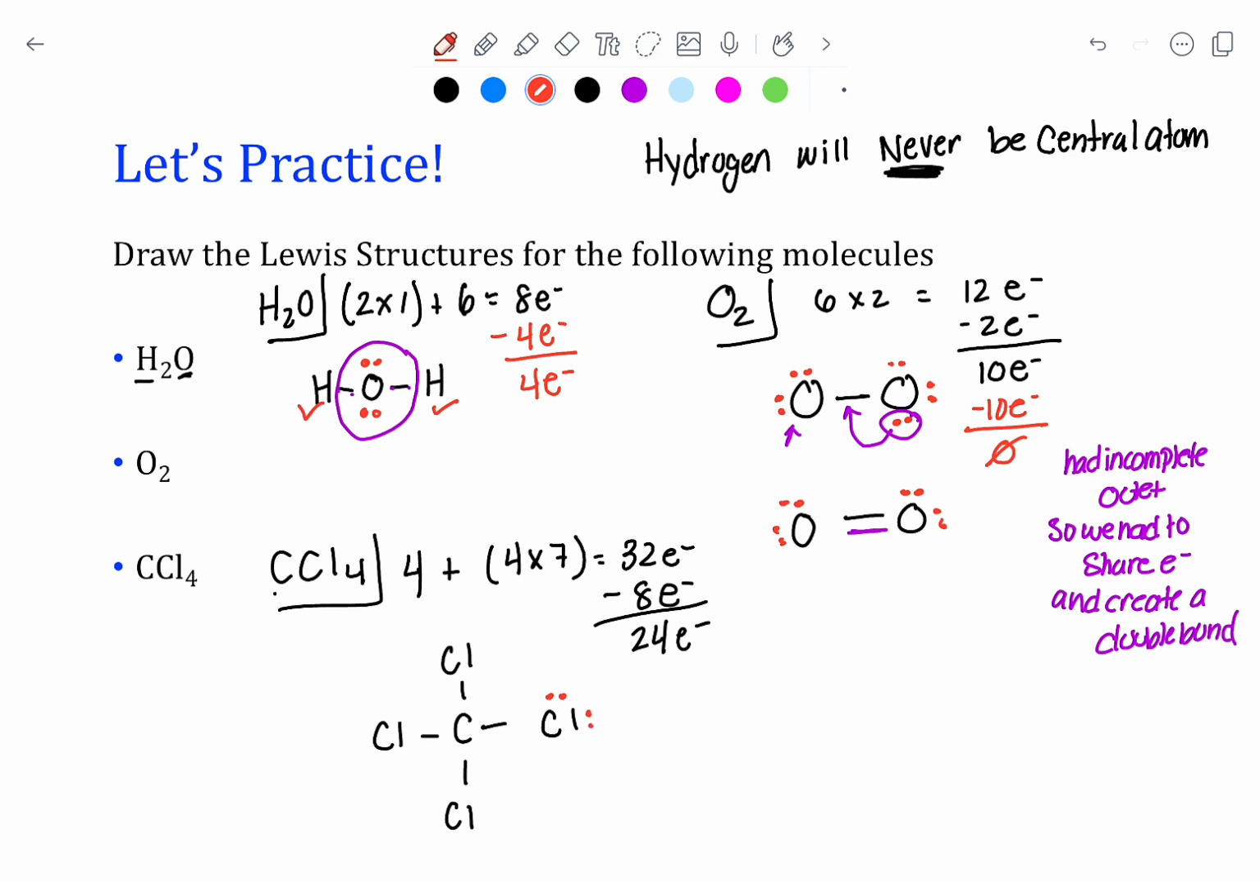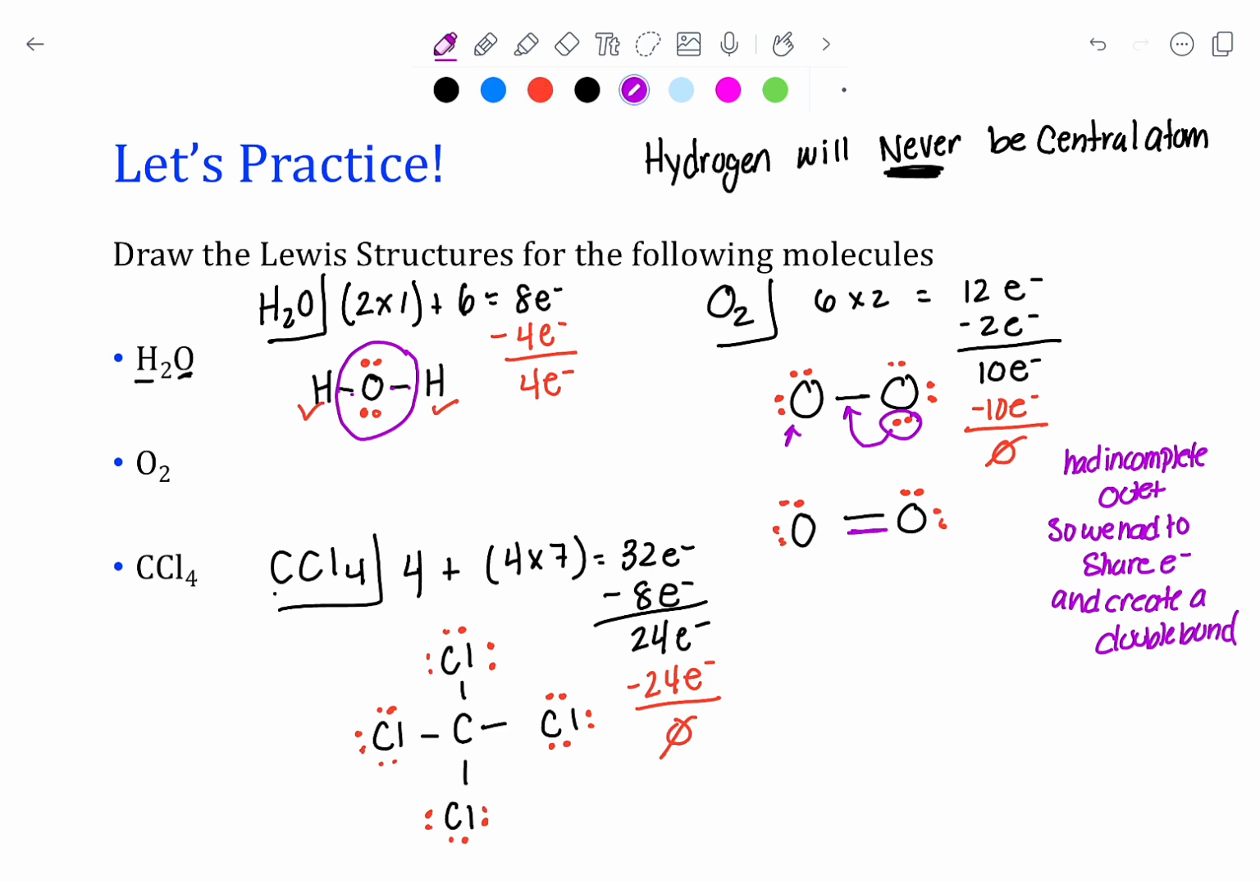1, 2, 3, 4, 5, 6, 7, 8, 9, 10, 11, 12, 13, 14, 15, 16, 17, 18, 19, 20, 21, 22, 23, 24. So I used up all 24 of my electrons to complete the octets of my chlorines. So all of my chlorines have their octets.